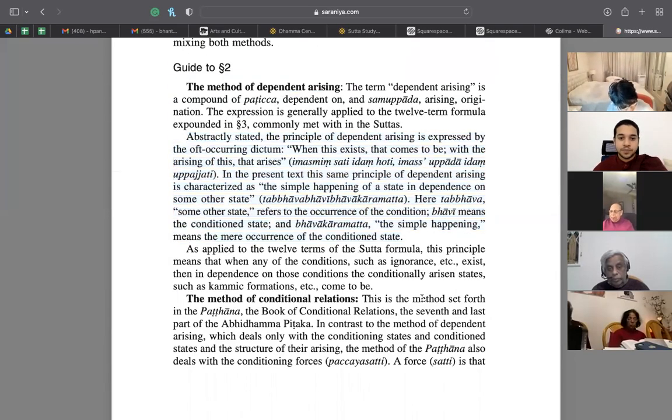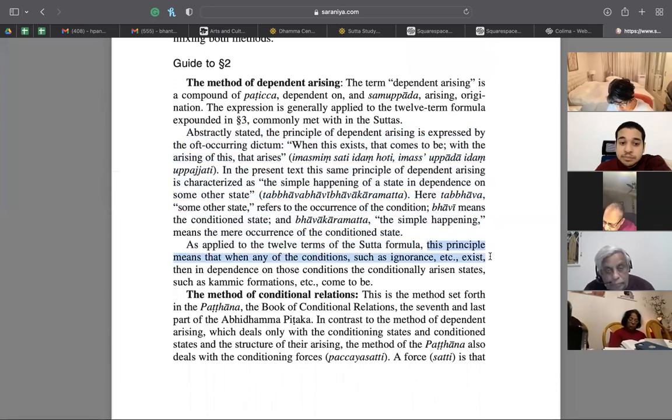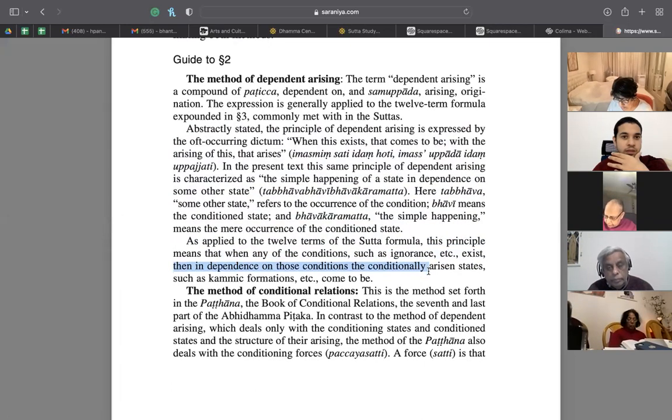As applied to the 12 terms of the sutra formula, this principle, referring to the Paticca-Samuppada, by the way, means that when any of the conditions such as ignorance, etc., exists, then in dependence on those conditions, the conditionally arisen states such as karmic formations, etc., come to be. Do you understand? Is that clear?